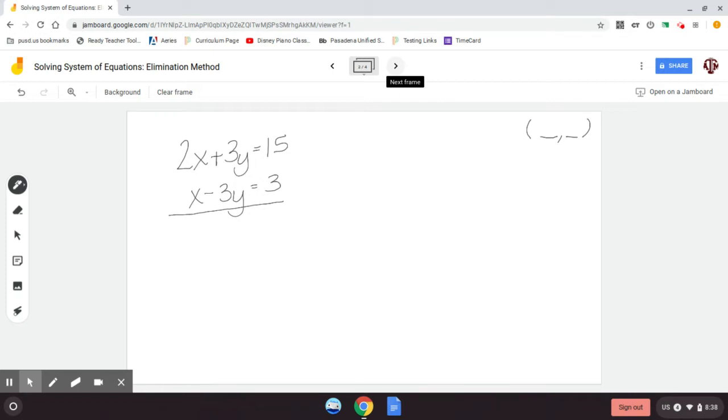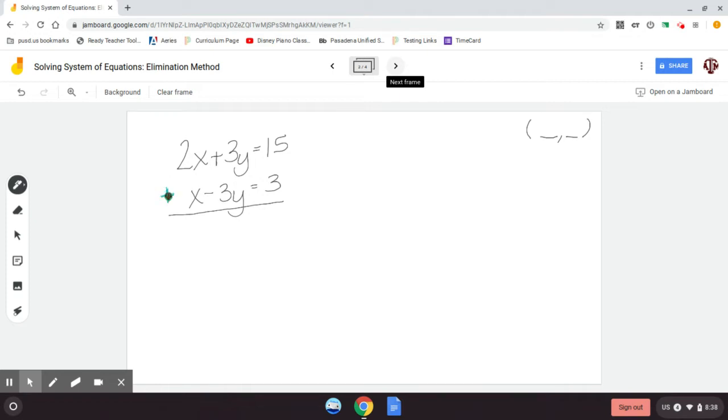We're going to keep it nice and simple for today. When I'm looking at this, I see a 2x and an x, but I see a 3y and a minus 3y. And I happen to know that those are going to cancel out, because if I have 3 of something and I subtract 3, I'm going to end up with 0. So here I have positive 3y's, and I'm subtracting 3y's. So I know that those are going to cancel out. So I am going to add these equations together.